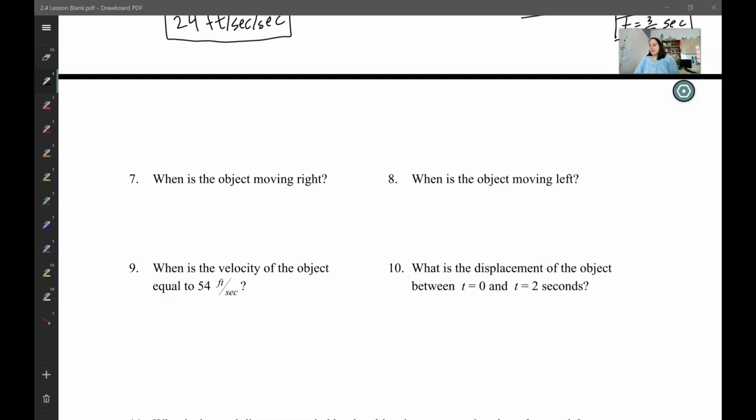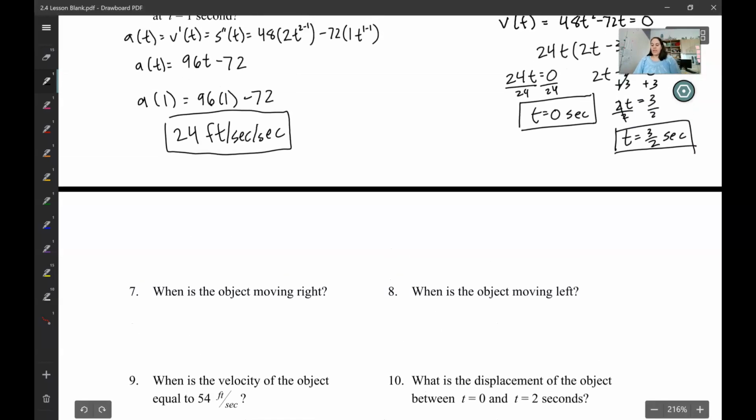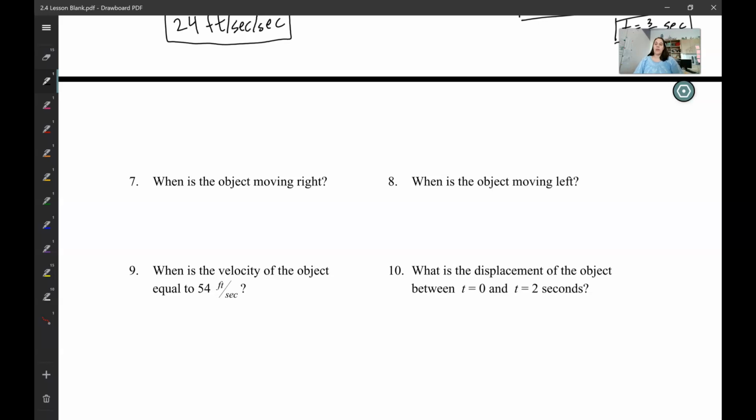Okay, we're back. Number 7, when is the object moving right? So this is an interesting question. When we say the object moving right, we mean that v of t is greater than 0. If we want object moving left, that would be v of t is less than 0.